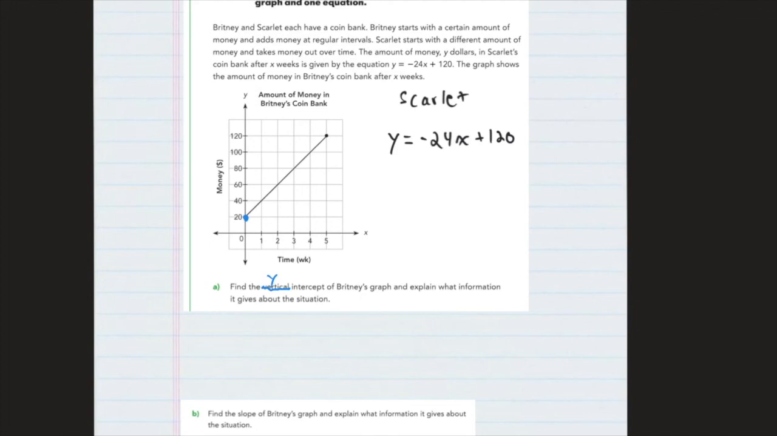So for Brittany, this means that the vertical intercept is $20. And that means, well, let's go back and read the problem. It says that they each have a coin bank. Brittany starts with a certain amount of money and adds money at regular intervals. That means just that she starts with $20.